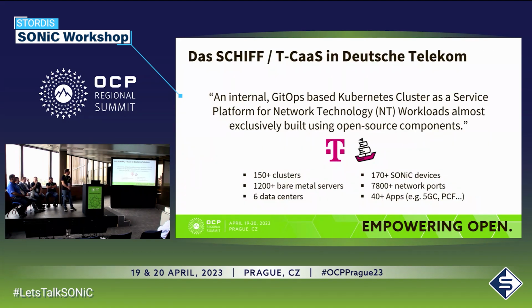At first, I'm working there in the telecom in a team which is called das SCHIFF. For all who are not native German speakers, das SCHIFF means the ship in English. And the team is also known as T-CaaS, Cluster as a Service. We are an internal GitOps-based Kubernetes cluster as a service platform, which is there to onboard network technology workloads like the 5G core, 5G campus, and as well PCF, for example.